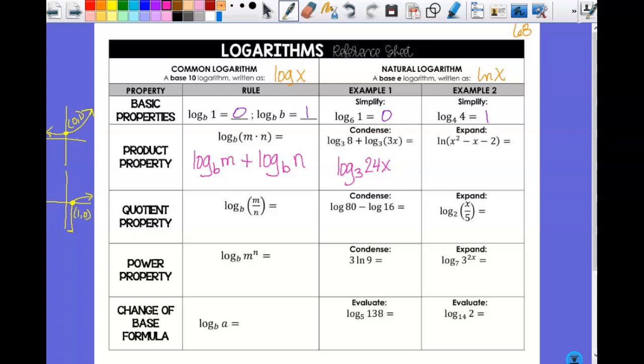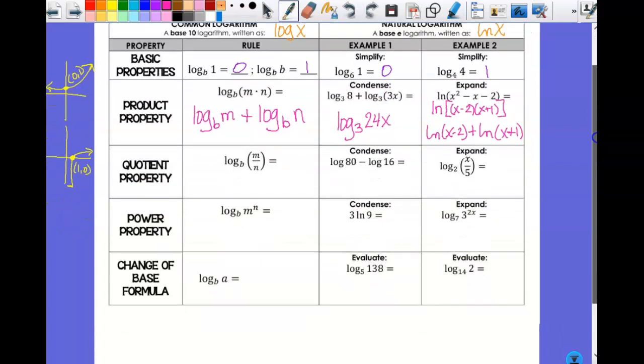In order to expand this, what am I going to have to do with that? Factor it. So the natural log of, and then this factors into two binomials. What does it factor into? Good. x minus 2 times x plus 1. So then this is going to give me the natural log of x minus 2 plus the natural log of x plus 1. Everybody okay with that? All right.